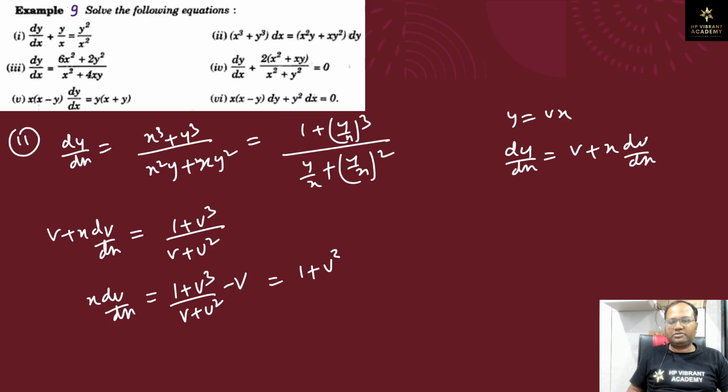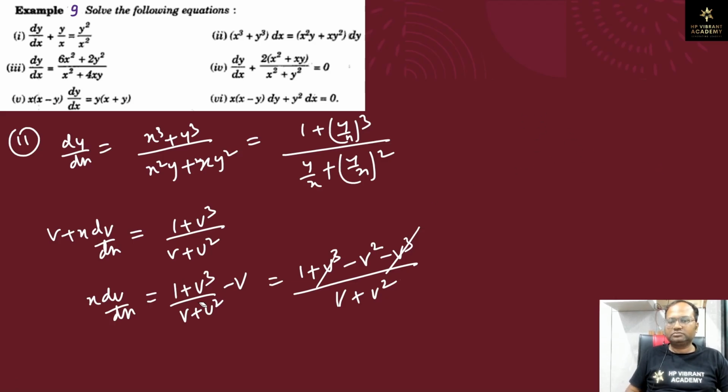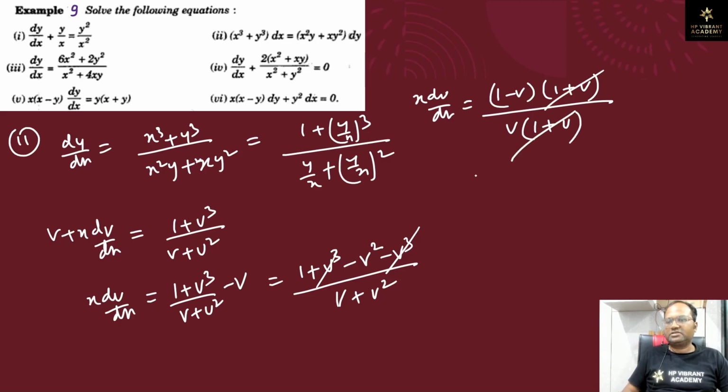So this is 1 plus v cube minus v square minus v cube upon v plus v square. So this gets cancelled. So this is nothing but x dv upon dx is equal to 1 minus v square. 1 minus v square we can write as 1 minus v times 1 plus v upon v times 1 plus v. Okay, so this gets cancelled. So from here we have v dv upon 1 minus v is equal to dx upon x.